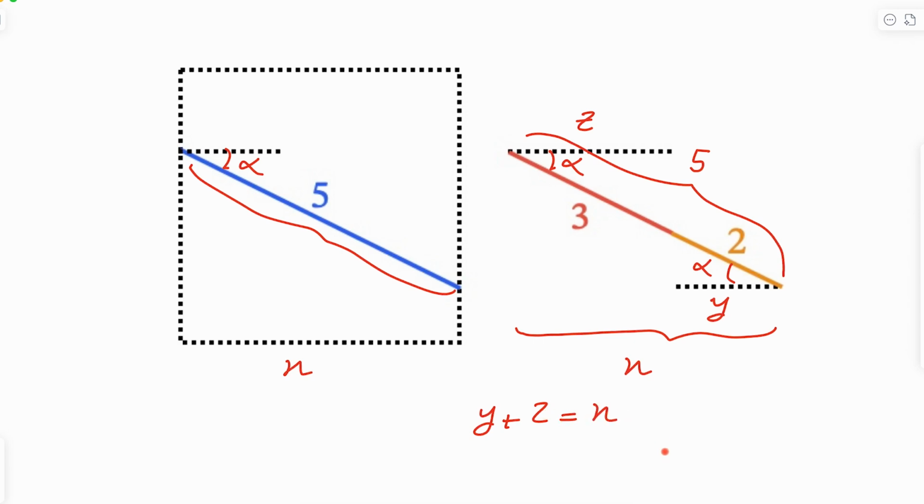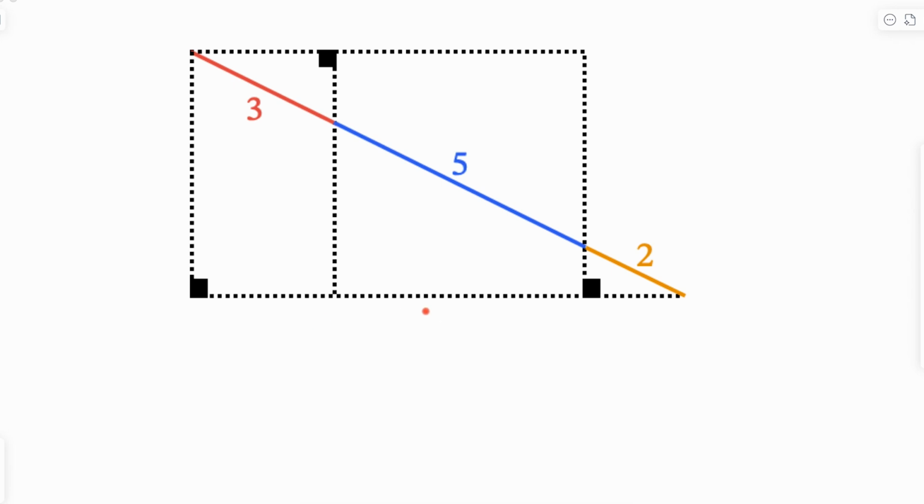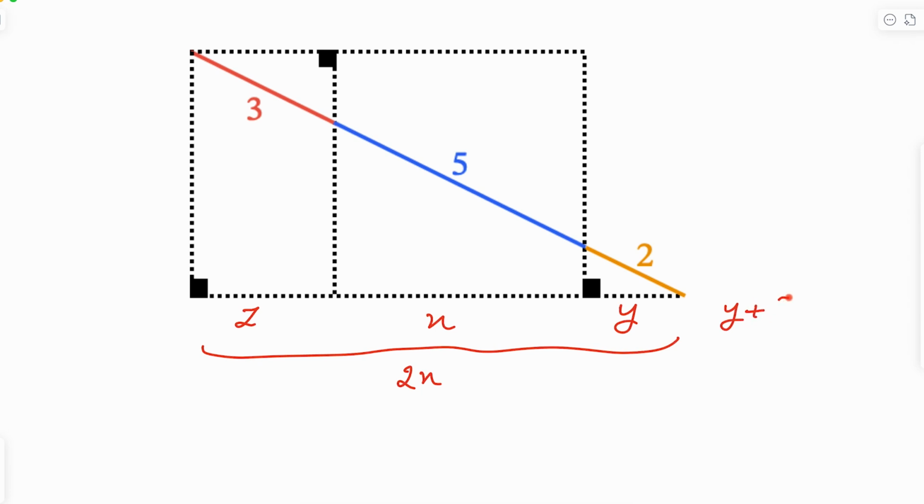So if we go back, we denoted this one as x and this one as y and this one as z. The whole length will be 2x because we have found that y plus z is equal to x, and we already take this segment as x.